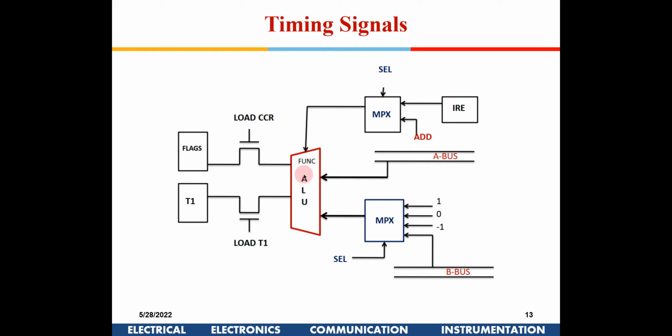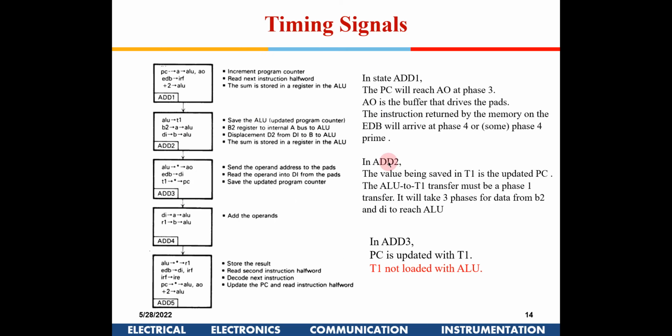Similarly, the ALU can be told, generally you give a select signal and you have an add signal, because that is the most used operation. So you have the add signal here, but you can also give other instructions through the IR. So this is also available through the MUX. So this we saw in the last.